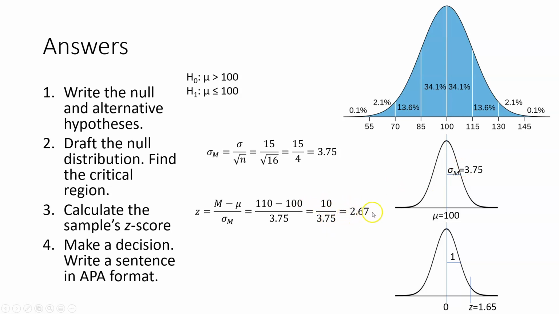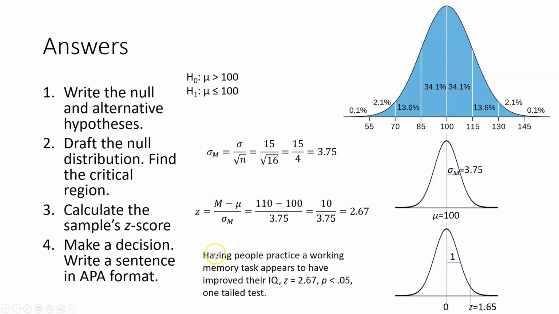So if our z is 2.67, does that fall here in the body of the distribution or here in the tail of the distribution? You should see that it falls in the tail of the distribution, and we make a decision to reject the null hypothesis. So we would say something like, having people practice a working memory task appears to have improved their IQ, z equals 2.67, p less than 0.05, one-tailed test.